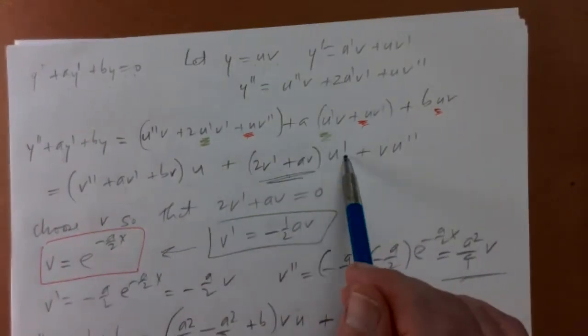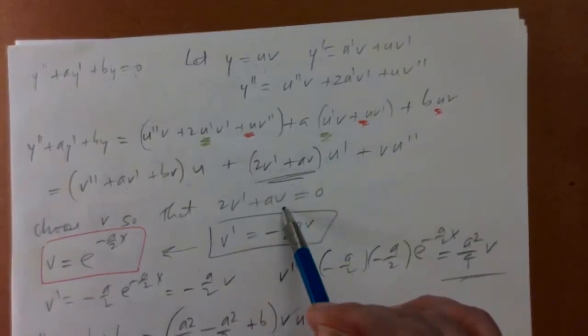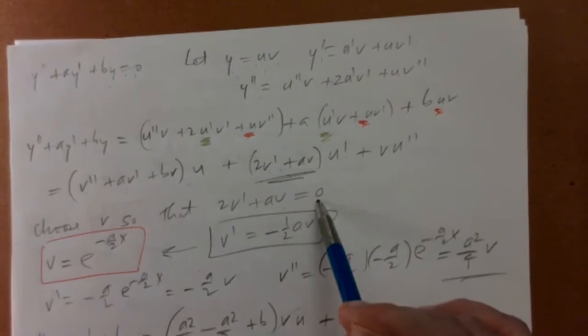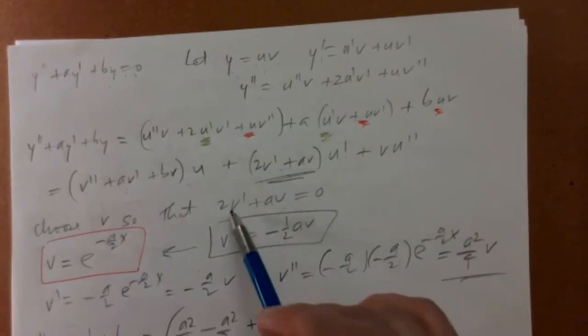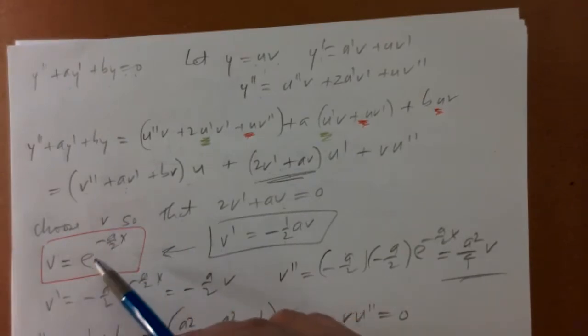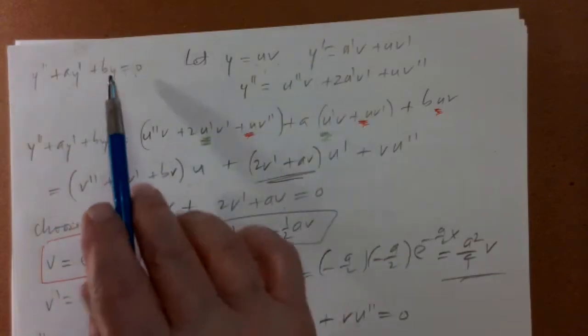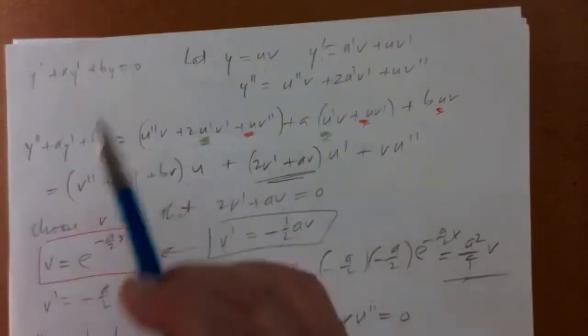I want the coefficient of u prime to be 0. That means I want this first order homogeneous differential equation. I want v to be a solution of that. And there is a solution. This is the solution. I mean, if a is 0, this is just 1. It's not very interesting, but if a is 0, we already have the case a equals 0.